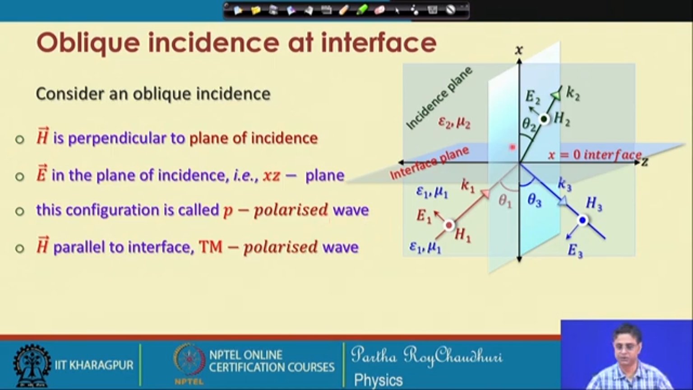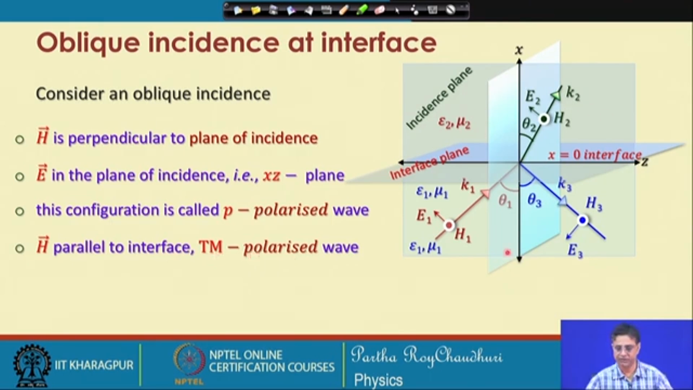This is all with respect to the structure, the name P polarized, because each field, that is the magnetic field, is parallel to the interface. This is the interface plane, this vertical plane is the interface plane. Since the magnetic fields are vertical, are parallel to the interface, that is why it is also called TM polarized, that is transverse magnetic field polarized wave.